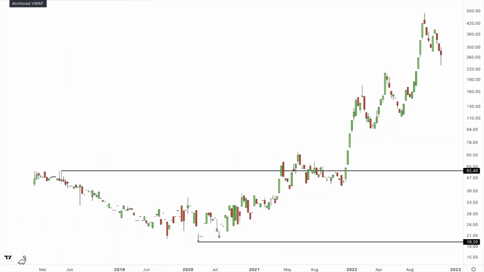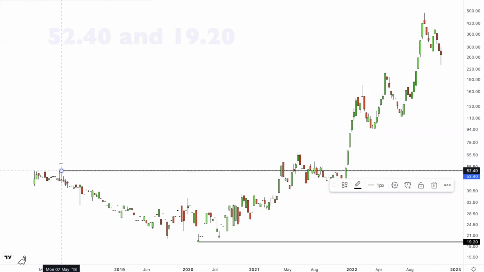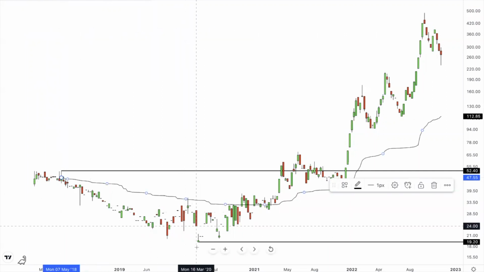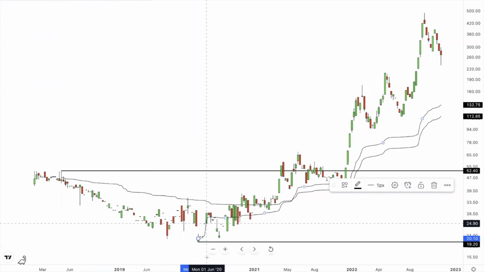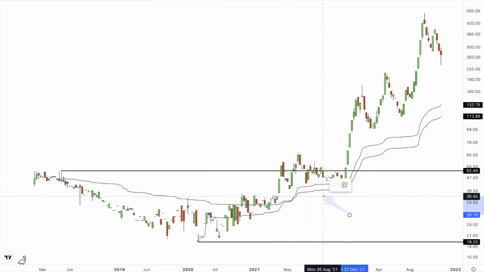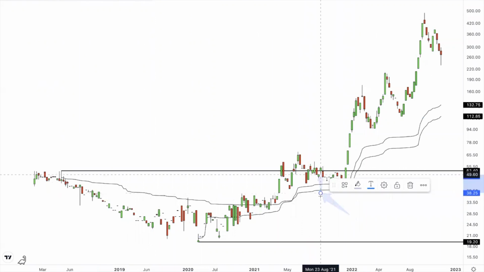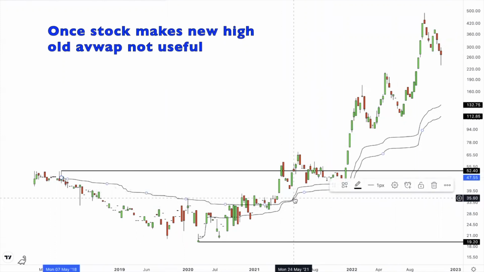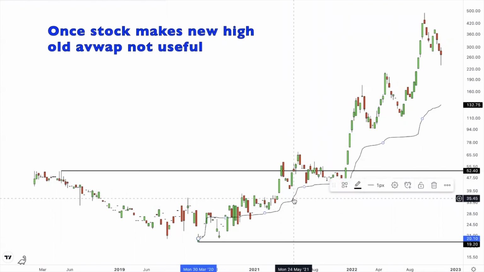Now in this particular stock, if we use the indicator of anchor VWAP, we will plot the first anchor VWAP from 52.40 and the second AVWAP from 19.20. Once I have plotted the anchor VWAP, it shows me the potential higher low that can form somewhere between this range. Once the stock progresses and makes a new high, what we observe is that these anchor VWAP bands are not really useful as the stock makes a new high.